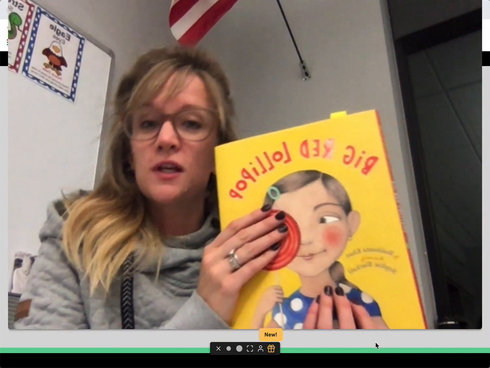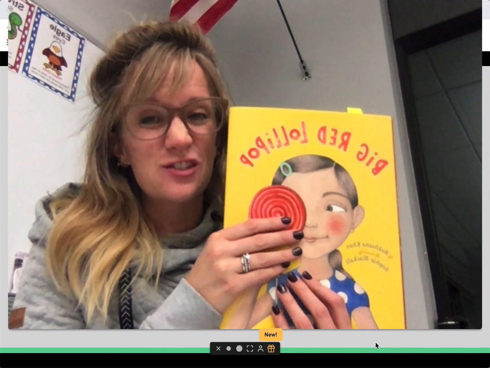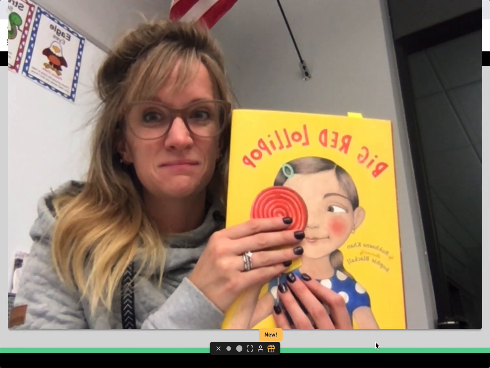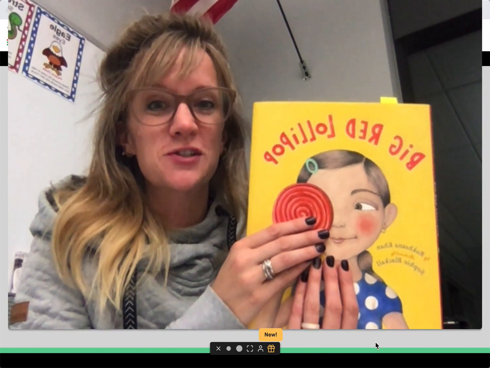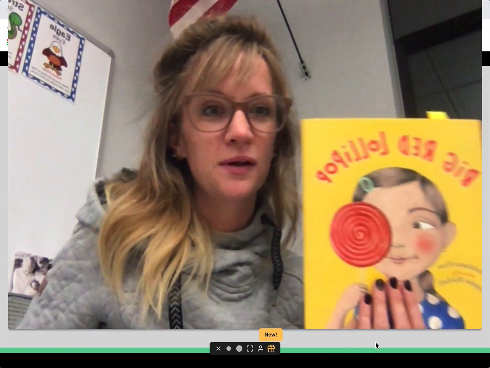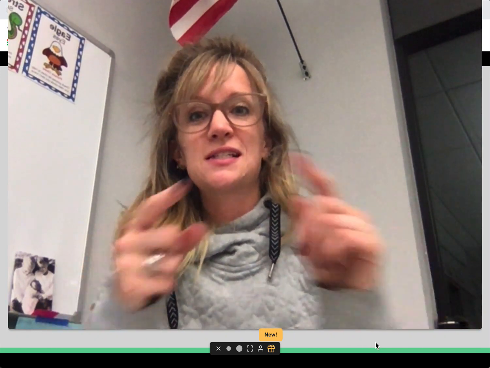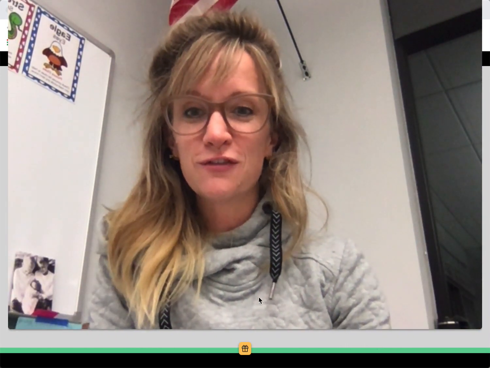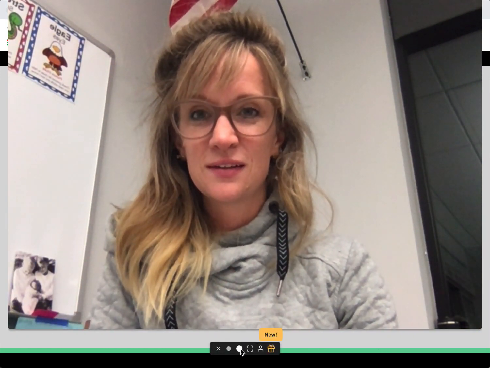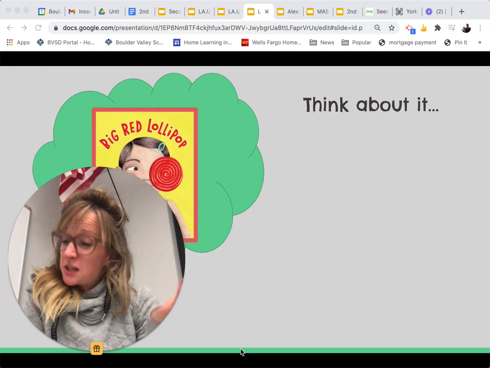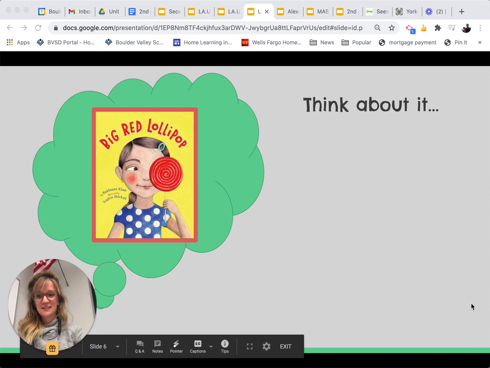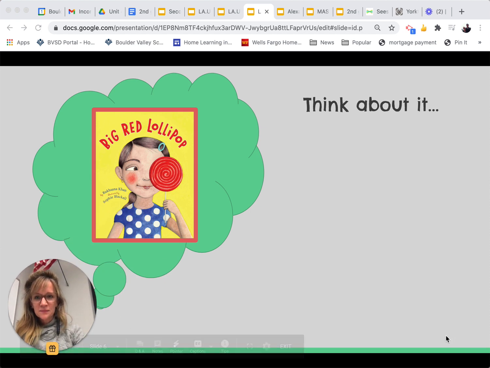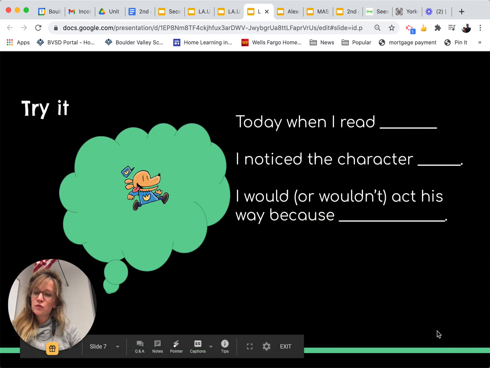What do you notice about how Rubina's acting because her sister ate most of her lollipop? Yeah, I'm noticing she's very angry that her sister ate most of her lollipop. Now, would you act the same or would you act different, readers? Oh, some of you might act the same and some of you might act different. Why? These are the things I want you to think about as you dig into some Read to Self time today.